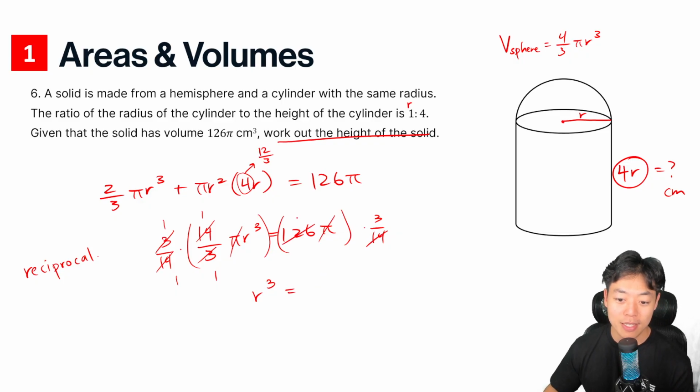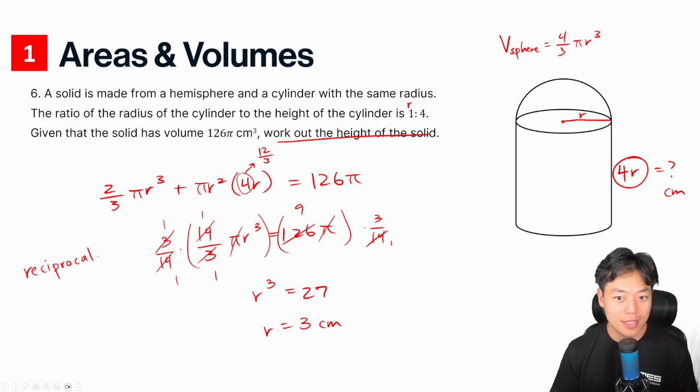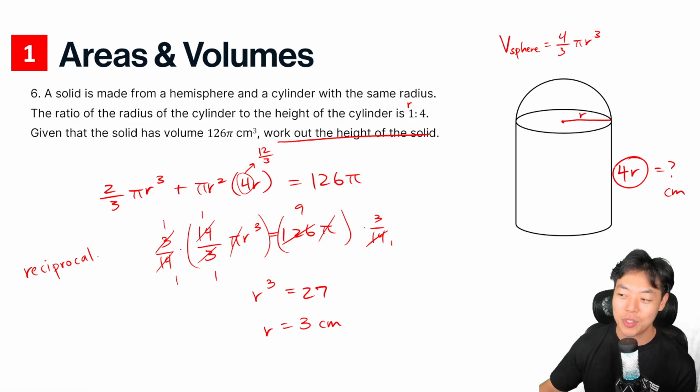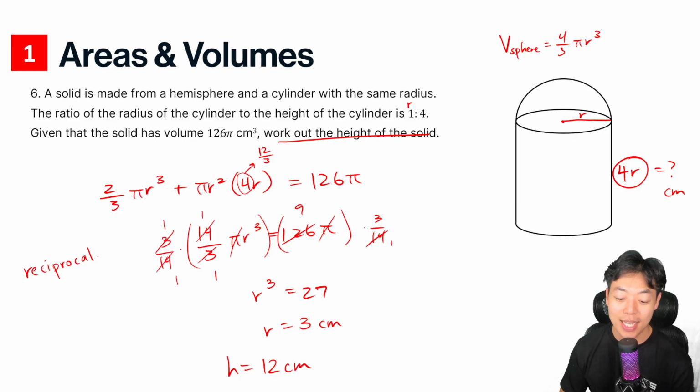So r cubed is equal to 126 divided by 14, which just happens to be 9, which is a really nice number. 9 times 3 is 27. So r will be 3. Don't forget, it is in centimeters. And also don't forget, we're not done. We need to work out the height of the solid, which is 4r. The height of the solid will be 4 times that, so that'll be 12 centimeters.